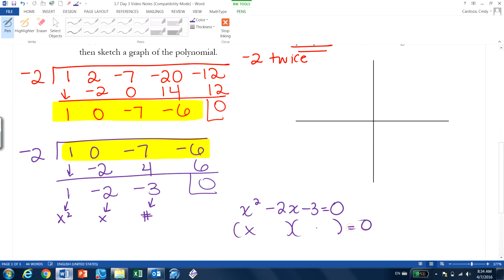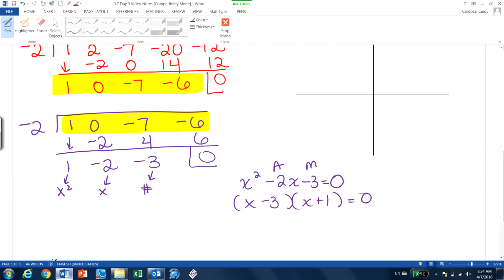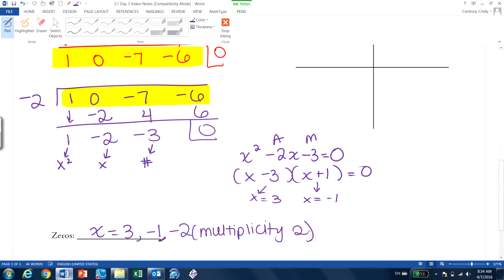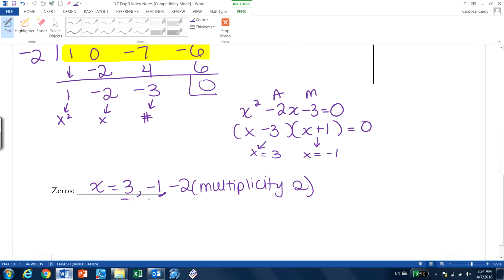I'm thinking of two numbers that multiply to give me -3, but that add to give me -2. So remember, -3 plus 1 will work here. So my zeros are x equals 3, x equals -1. I'm getting that from here and from here. And x equals -2. And next to this, I'm going to write with a multiplicity of 2. I'm expecting 4 x-intercepts because my degree is 4. So when that happens, you need to show me, here's 1, here's 2, here's 3 and 4, because this occurs twice, okay?